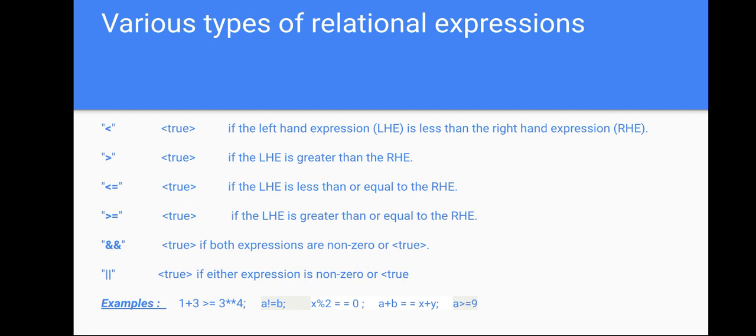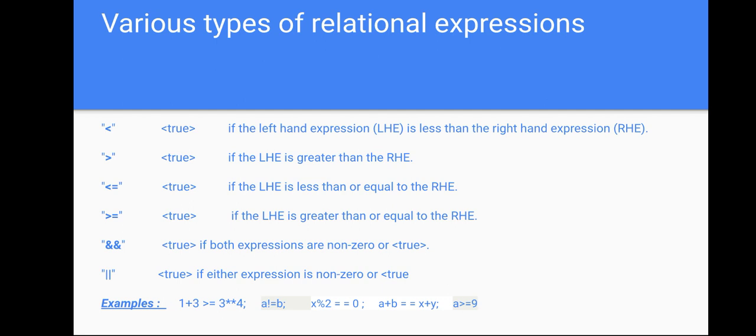For example, I say if age greater than or equal to 18, he is eligible to vote. If age less than or equal to 5, he is not eligible to go to school. Likewise, I can state some condition for this relation. All these checking operators are relational operators. Some examples I have given here.